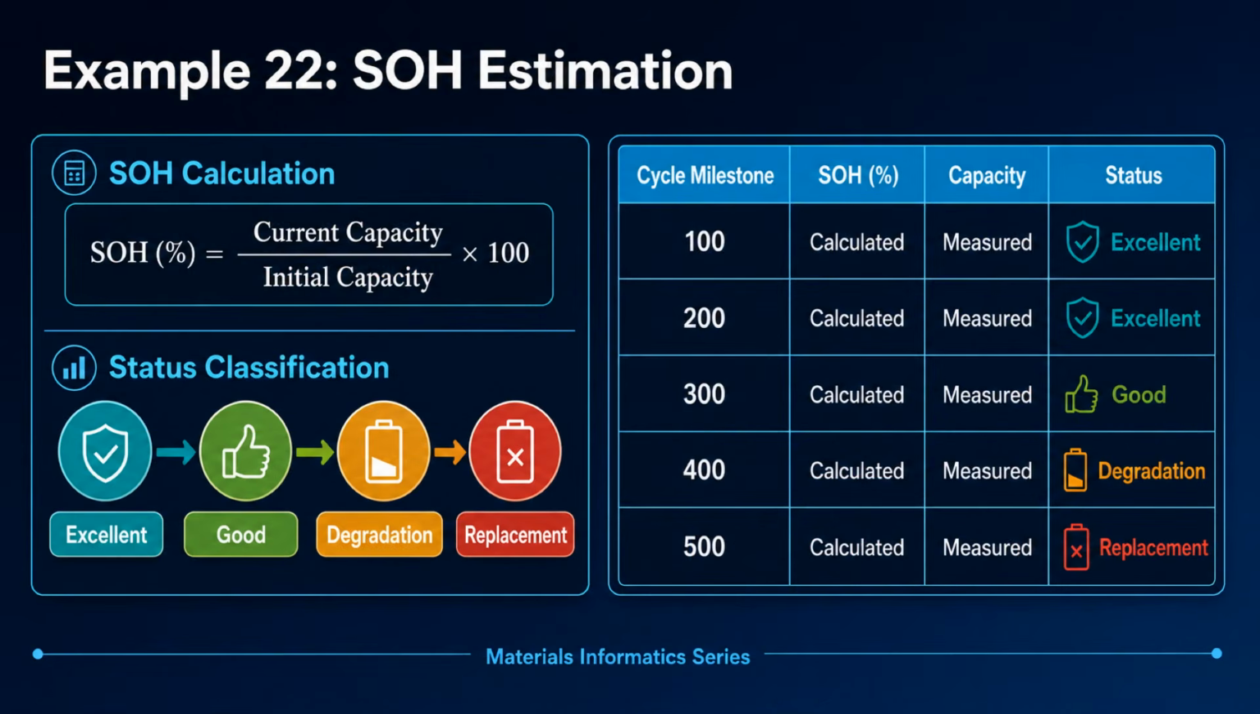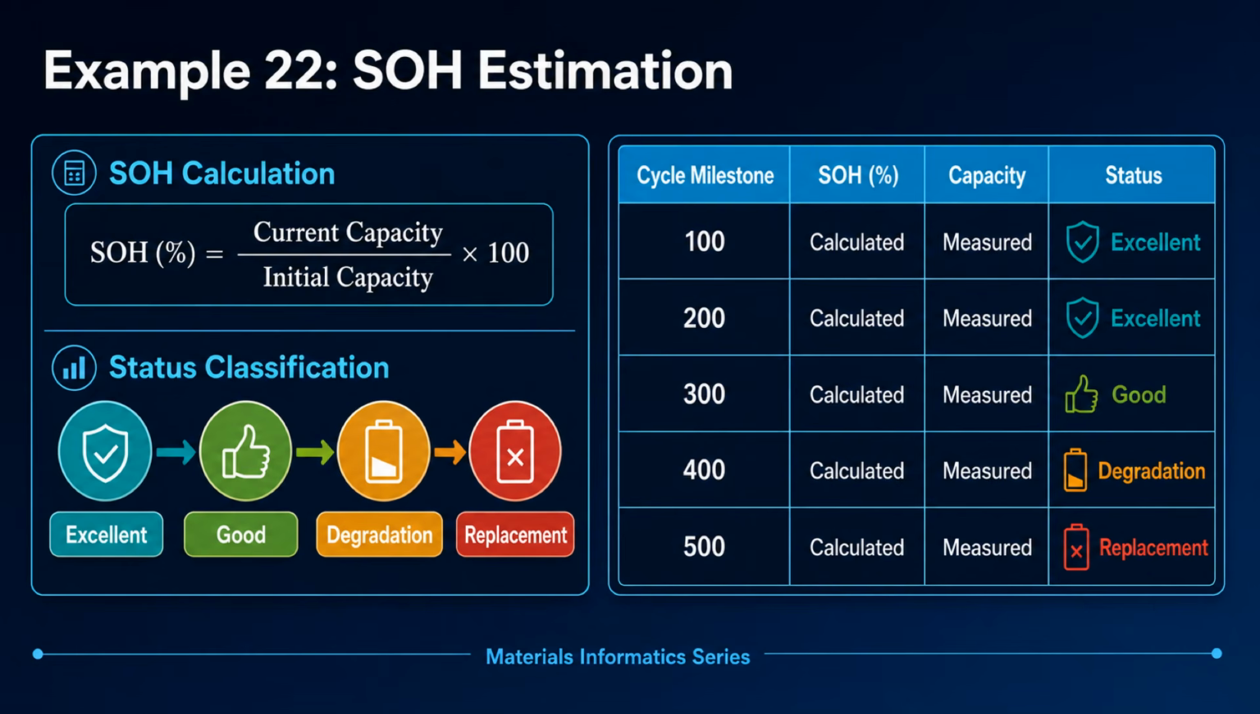State of health provides a simple battery condition assessment. Our function maps capacity retention to status categories: excellent at high retention, good down to 80%, degradation in progress below 80%, and replacement needed at very low retention.